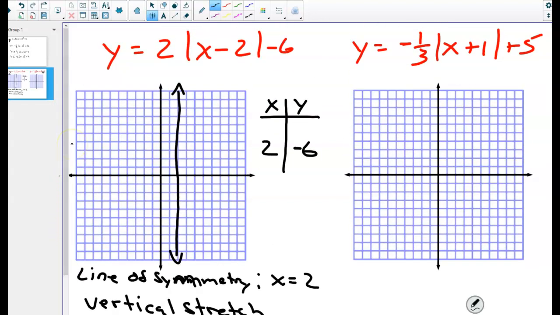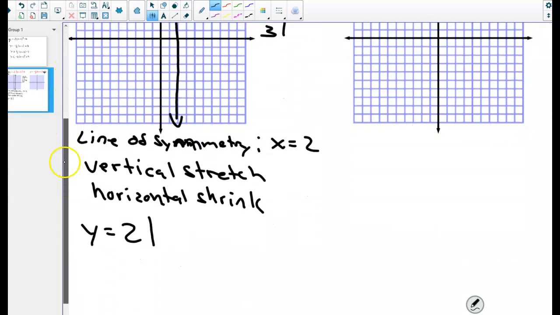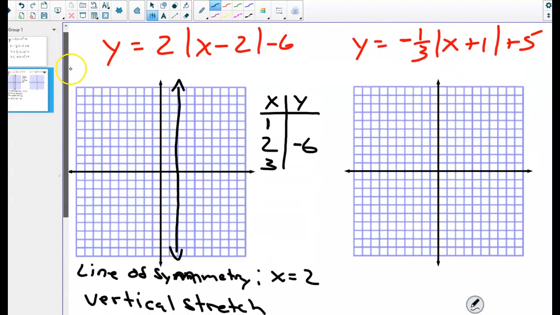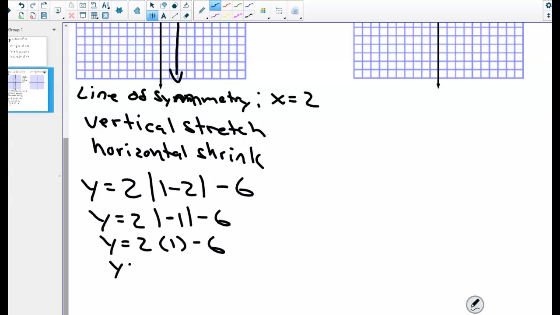Now we go to the graph. If there's no fractions involved, go down 1 and go up 1 for your x. Okay? Now, if you need to do the work, go ahead. y equals 2 absolute value of 1 minus 2, minus 6. And there I just plug my 1 in for x, and now I'm going to get my y. Absolute value of negative 1. The absolute value of negative 1 is 1. 2 minus 6, my y equals negative 4.